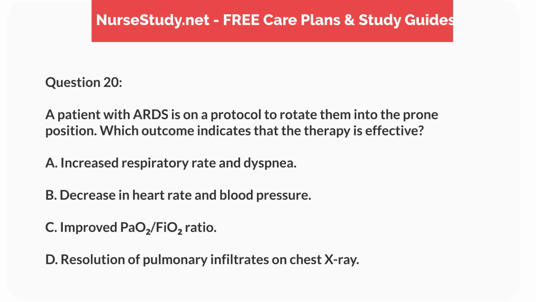Question 20. A patient with ARDS is on a protocol to rotate them into the prone position. Which outcome indicates that the therapy is effective? A. Increased respiratory rate and dyspnea. B. Decrease in heart rate and blood pressure. C. Improved PaO2-FiO2 ratio. D. Resolution of pulmonary infiltrates on chest X-ray.